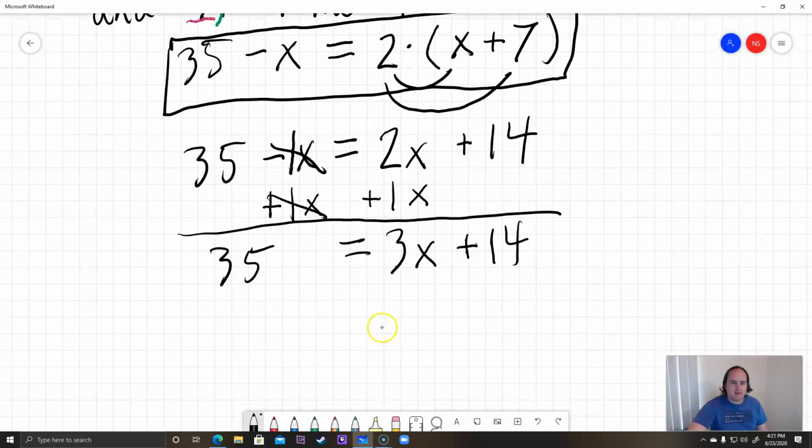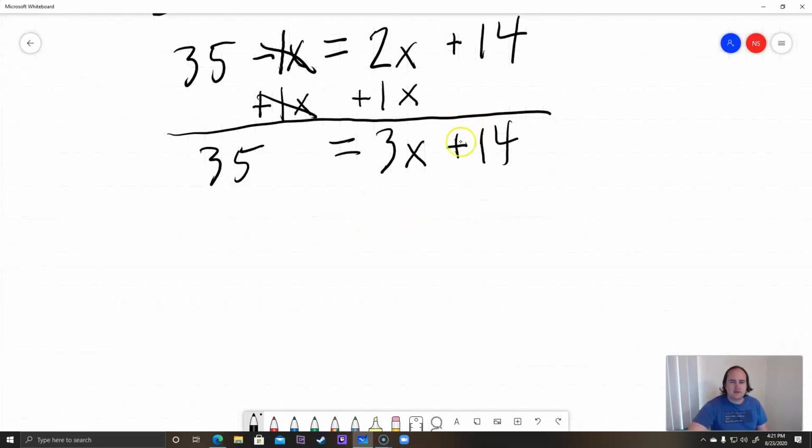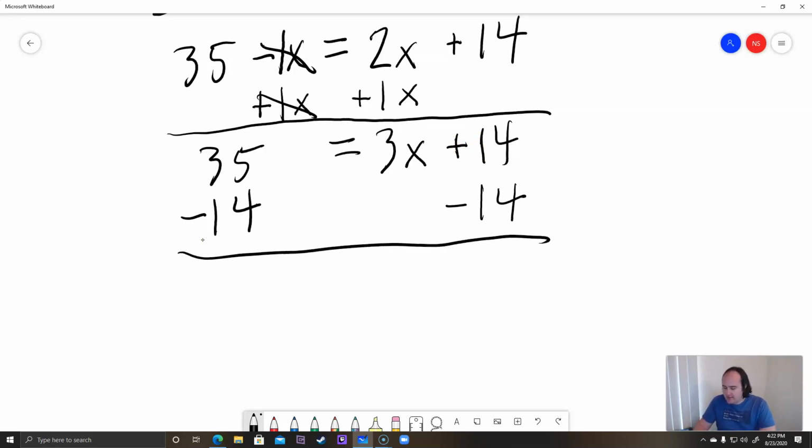So how are we going to do that? Well, you want to do your addition and subtraction before your multiplication and division when you're solving an equation. So first of all, we want to get rid of the positive 14. How do we do that? Well, the opposite of adding 14 is subtracting 14. So we minus 14 from both sides. So on the left side, 35 minus 14 is actually going to give us 21. And then on the right side, the 14s cancel, so we just have 3x. Okay, so you should have 21 equals 3x.